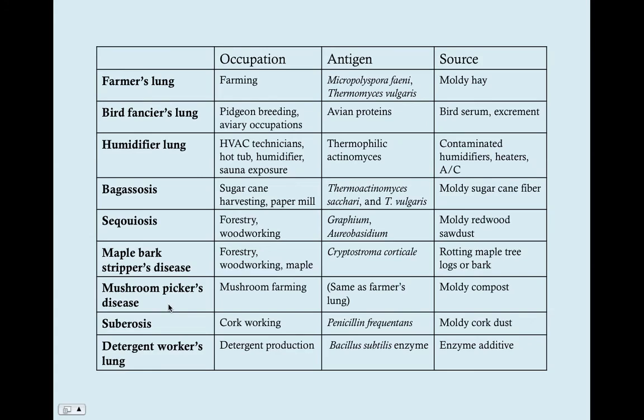So here are some of the other occupations, and this is not comprehensive. I got this from the CMDT 2010, and you can see there are lots of different occupations where you can be exposed to these different antigens. So most of them are bacterial or fungal, and the sources range from humidifiers and heaters to air conditioners to wood to hay to bird excrement. So there are lots of different things.